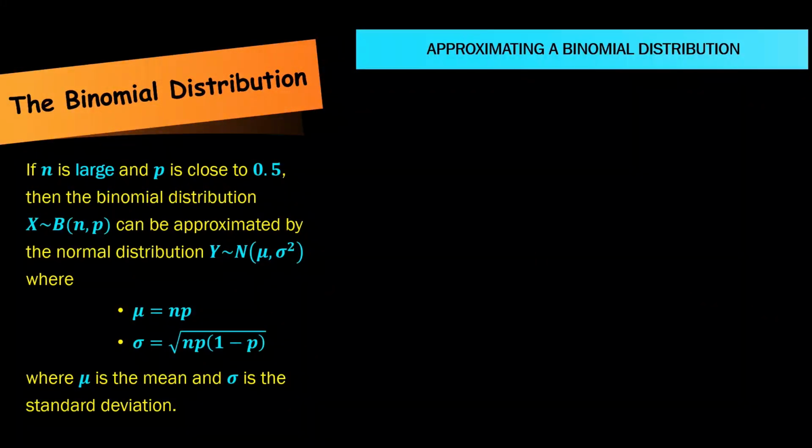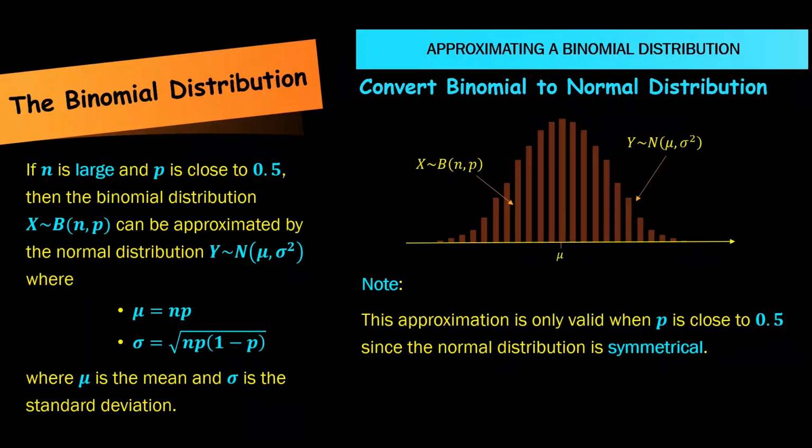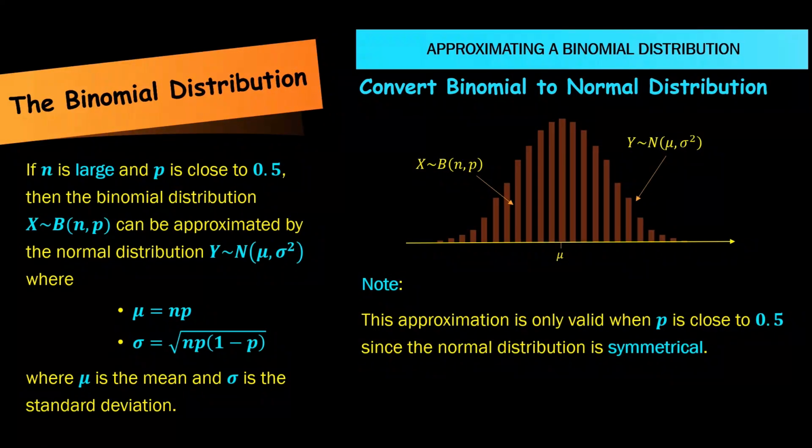So here's a summary of this information. It is important to note that this approximation is only valid when p is close to 0.5, since the normal distribution is symmetrical.